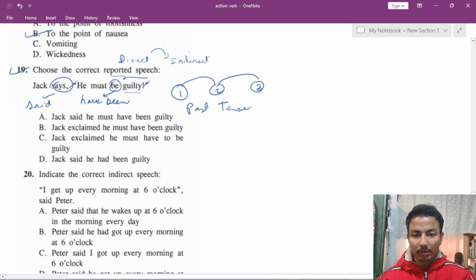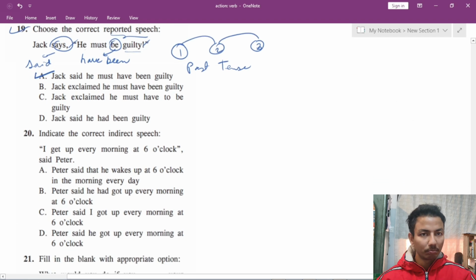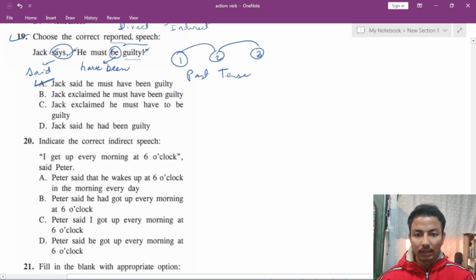Jack said he must have been guilty. So the correct option here is A. Jack said he must have been guilty. We just converted the entire sentence into past tense. We remove these exclamation marks and these apostrophes.